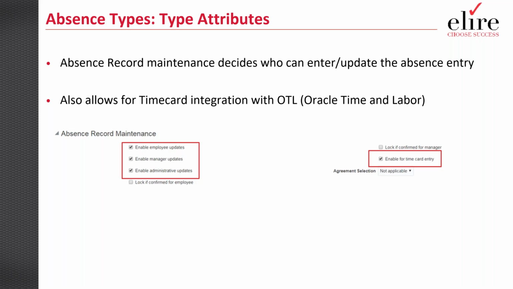Over on the right-hand side there, this is where we come into the time and labor integration. There's just a simple checkbox there on the absence side to enable the absence type to be used for time card entry. So on the Oracle time and labor side, if you go in and configure the time reporting code and match it up to the absence type, specifying that in your Oracle time and labor setup, then that would ultimately tie the Oracle time and labor time reporting code to the absence type. And then the absence type is then tied to the absence plan. The absence plan is tied to payroll. So it all kind of flows through together.